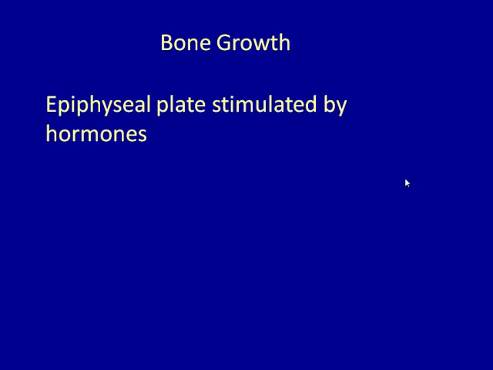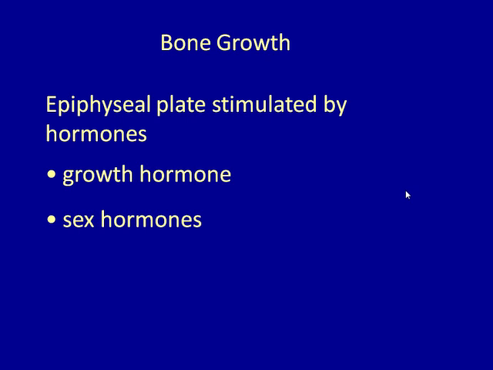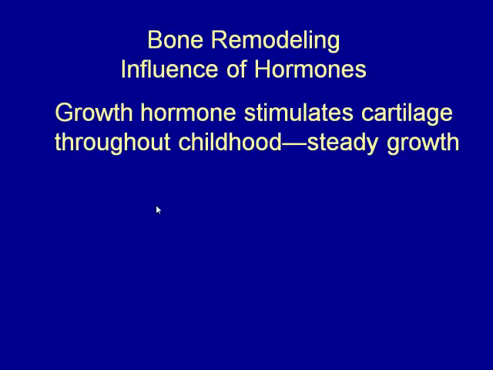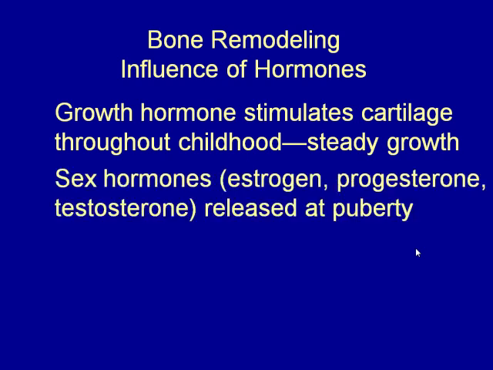Now, the epiphyseal plate is stimulated by hormones. This is how the bone knows to grow. And there are three groups of hormones. We have the growth hormone, we have the sex hormones, estrogen, progesterone, and testosterone, and then we have the thyroid and parathyroid hormones. Growth hormone stimulates the cartilage throughout childhood, and this is a steady growth. It stimulates constant cell division, so we've got steady growth throughout childhood.